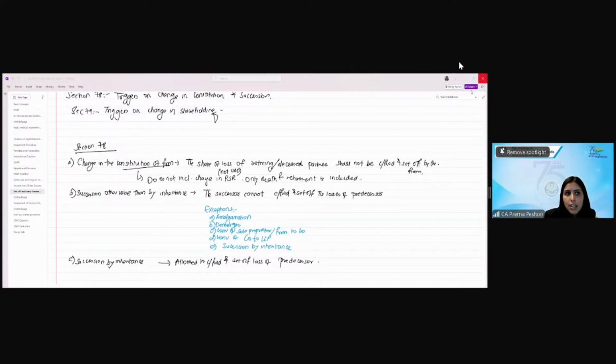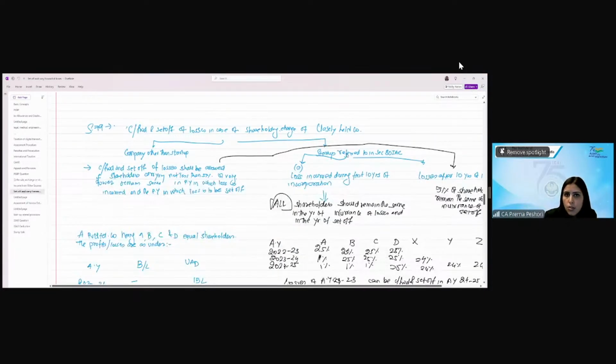Last section, section 79, which is the carry forward and set off of losses in the case of change in the shareholding of a closely held company, not a widely held one. If it is a company other than a startup, then the company can carry forward and set off the losses only when the shareholders carrying not less than 51% of the voting power remain the same in the previous year in which loss is incurred and the previous year in which the loss is set off.